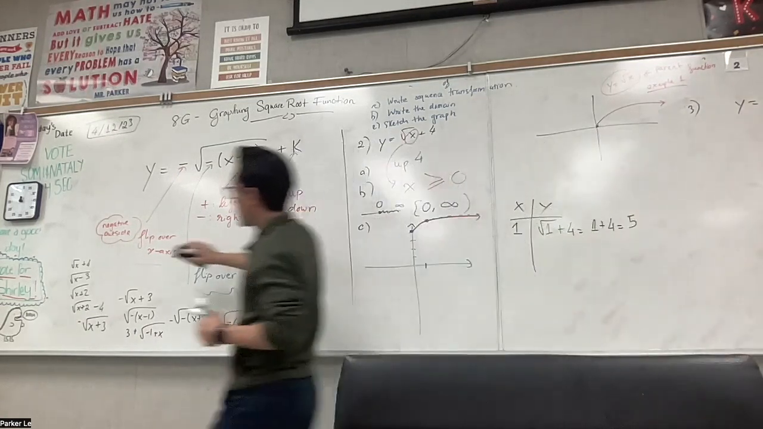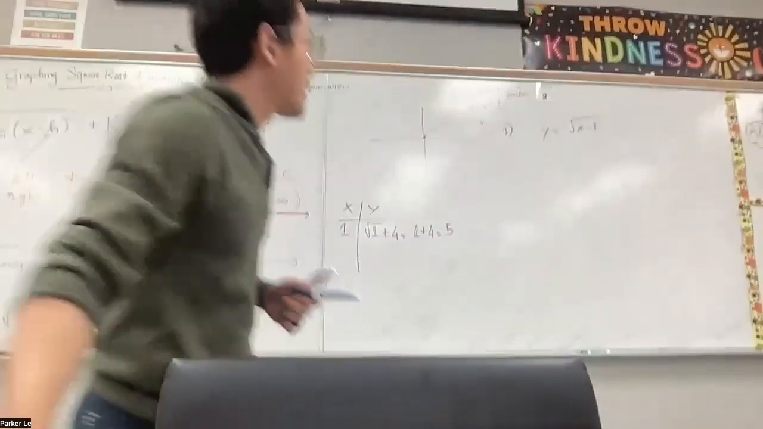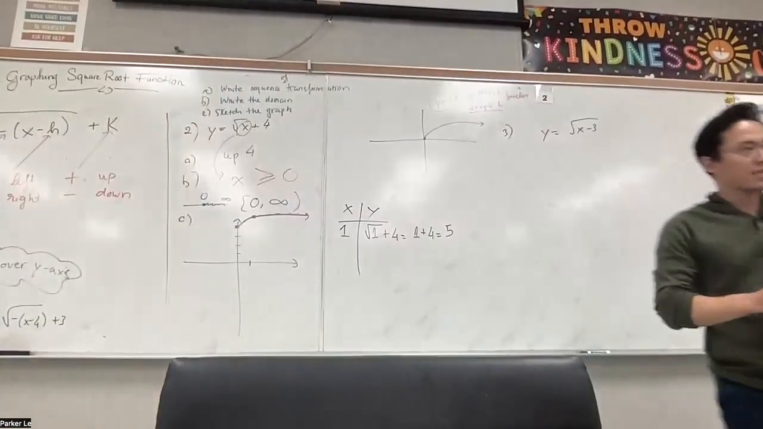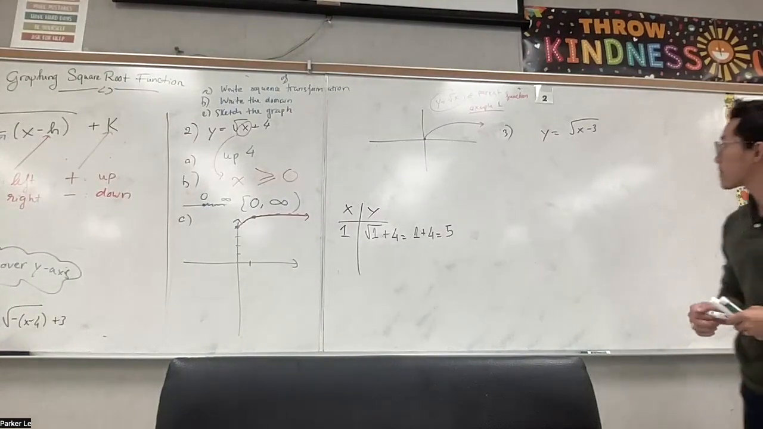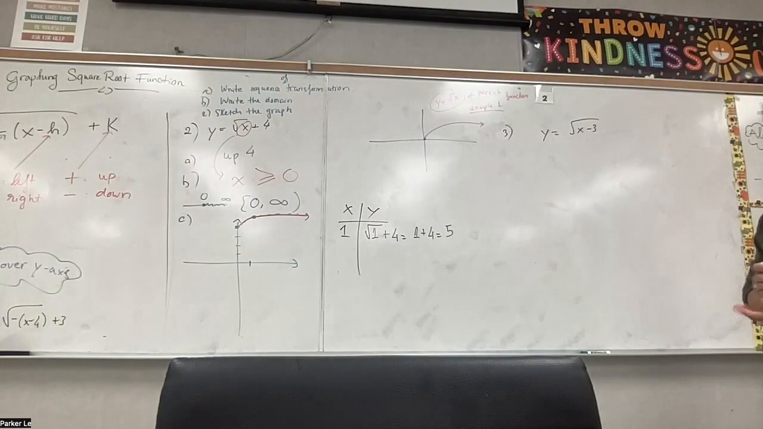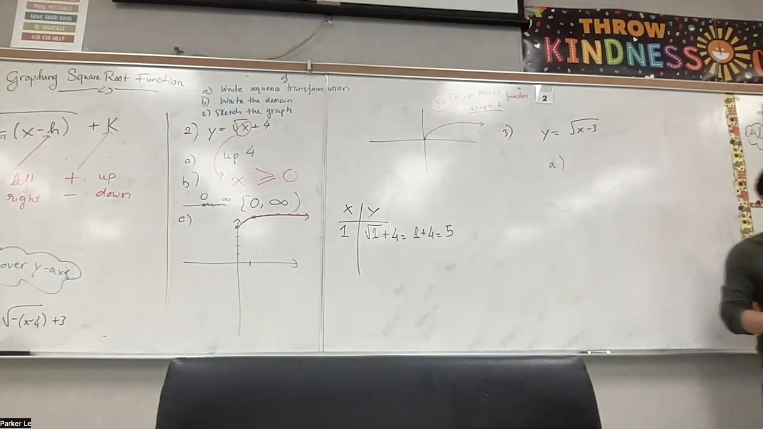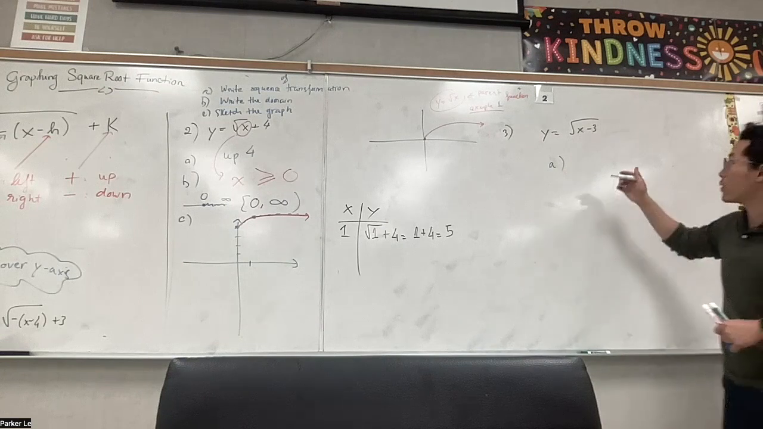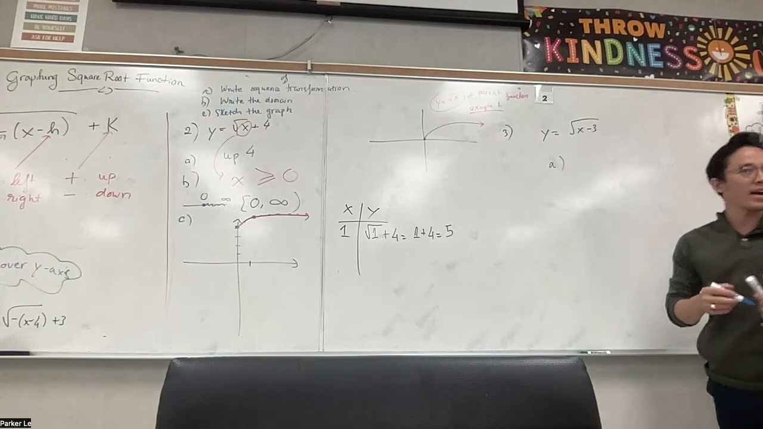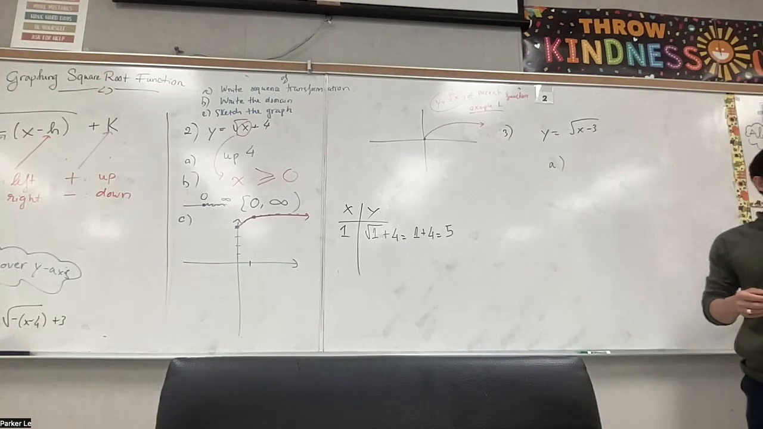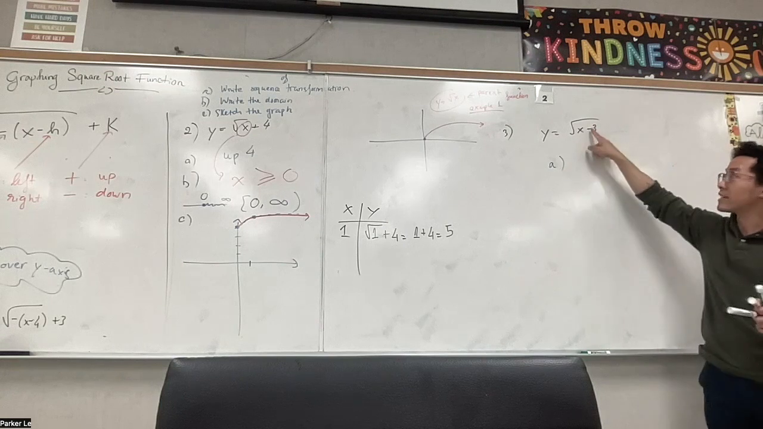Okay, one down. Square root of x minus 3. All right, what kind of transformation? Up, down, left, right, flip? It's right. Inside the square root. Why is it right, not down? Right by 3 is correct. But why is it right but not down? Because it's inside the square root.